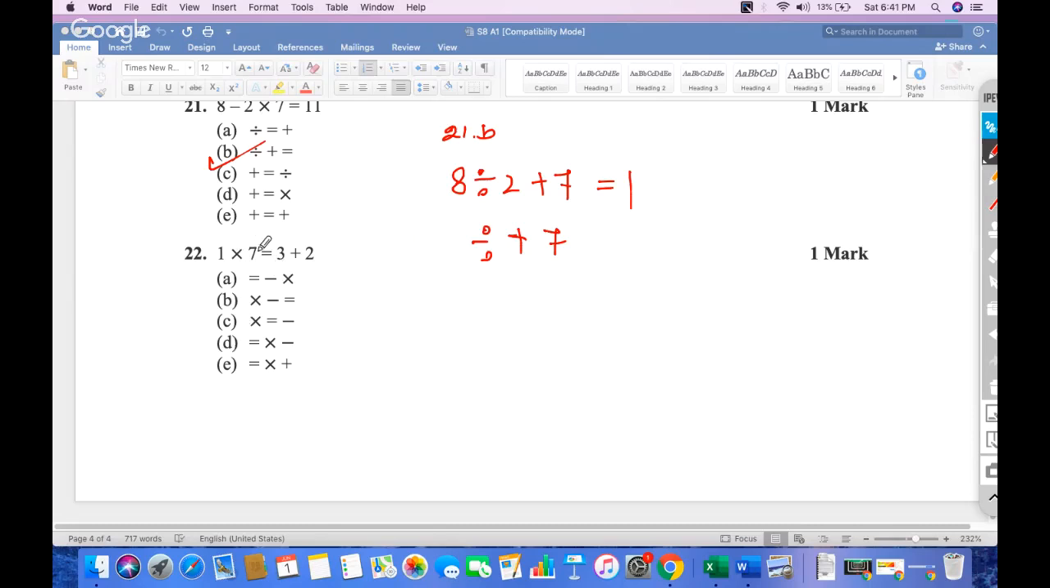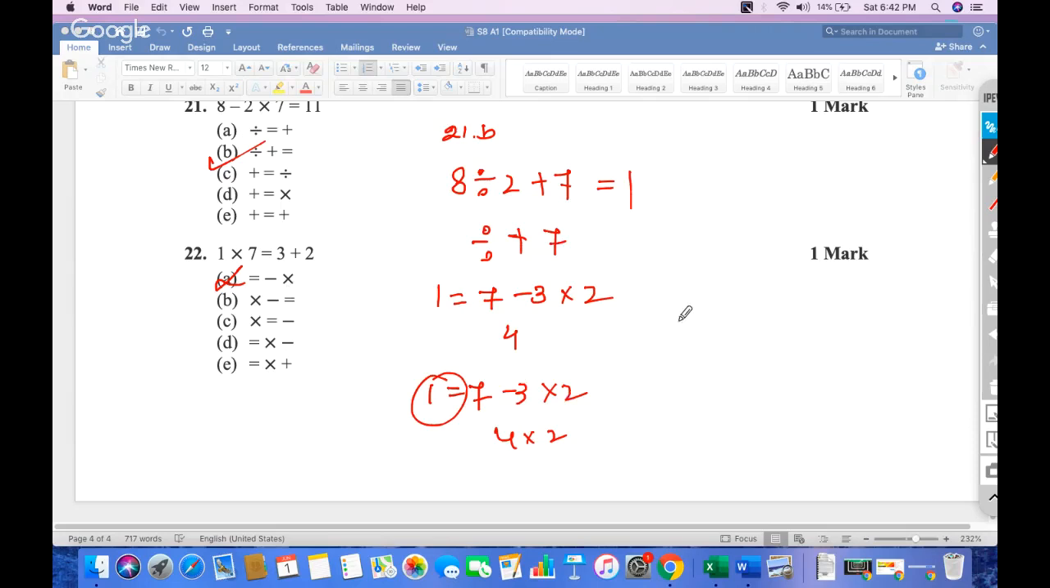1 is equal to 7 minus 3 into 2 is wrong. 22A, 1 is equal to 7 minus 3 into 2. So 22A is wrong. Why is everyone giving 22A as the answer? 1 is equal to 7 minus 3 into 2. 4 into 2 is 8. That is not equal to 8. Am I doing something wrong?